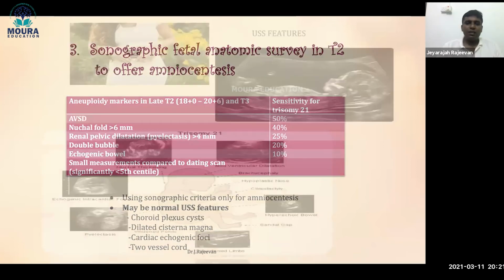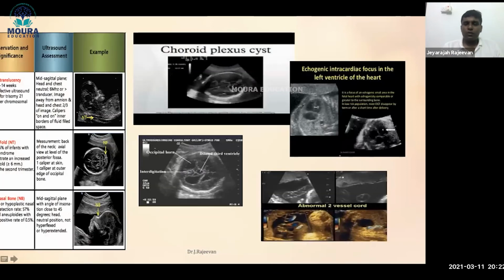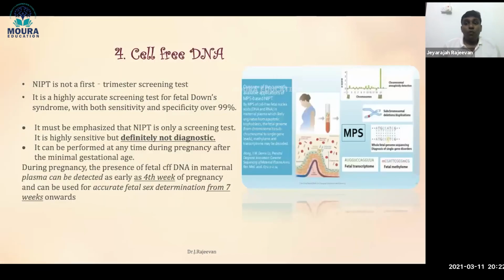So you can see the features. Actually, I have sent the presentation. You can see these ultrasonic features of Down syndrome in those photos. Now this is a new screening method which has very high sensitivity and detection rate.